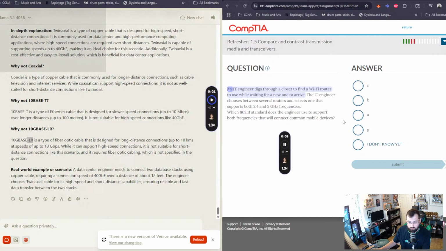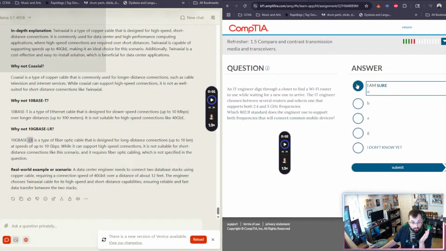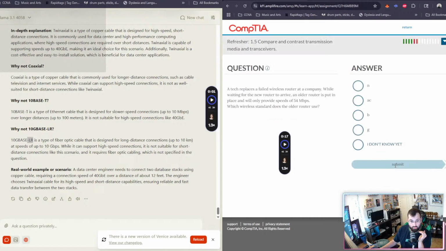An IT engineer digs through a closet to find a Wi-Fi router to use while waiting for a new one to arrive. The IT engineer chooses between several routers and selects one that supports both 2.4 and 5 GHz frequencies. Which 802.11 standard does the engineer use to support both frequencies that will connect common mobile devices? N. G's legacy. A is 5 or 2.4 only. B is 2.4 only. It's got to be N. Let's go.